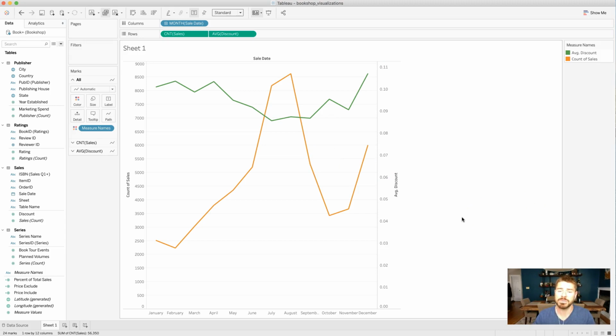Obviously, in different circumstances, your choice about whether you use separate plots, a combined axis, or dual axes is going to change. But hopefully this gives you all the tools you need to investigate which one of those options might be better for you in a particular situation.